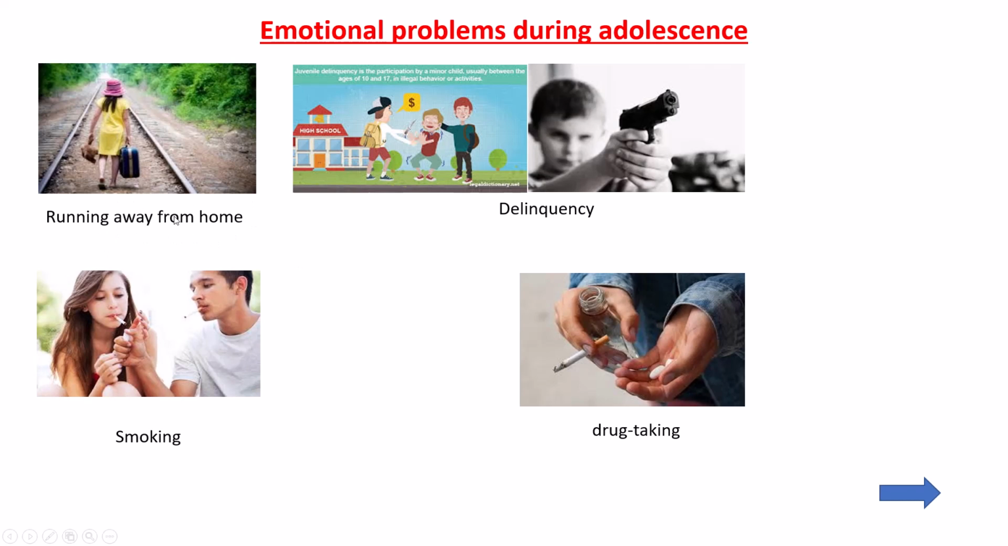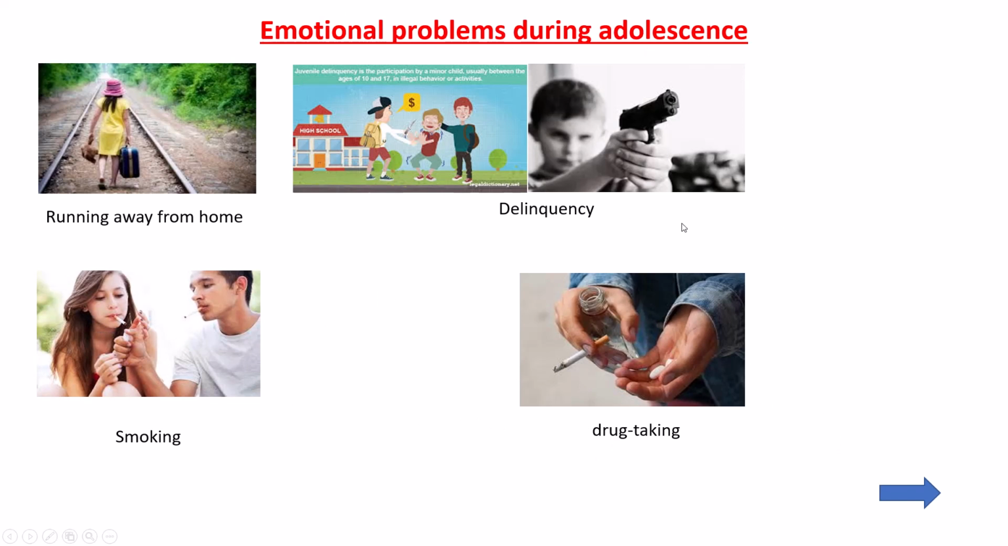Suddenly one day they will leave the home. They will not tell their parents. They will go somewhere. That may happen. And delinquency, doing mistakes in childhood time like this, hitting others, stealing, using guns. Okay, the childhood mistakes, crimes, that is called delinquency. Then smoking, then drug taking. So these are some emotional problems during adolescence.